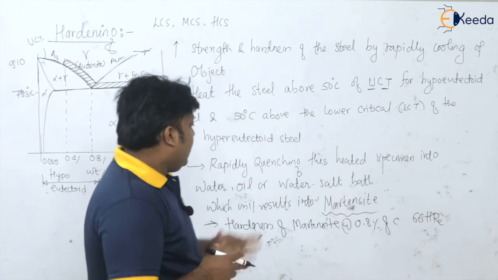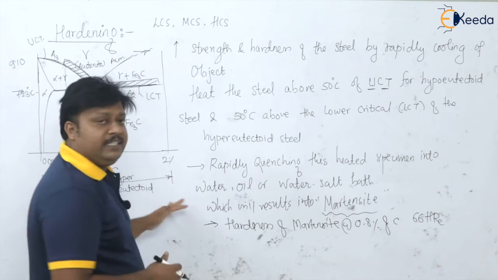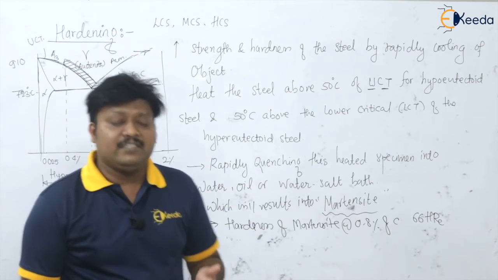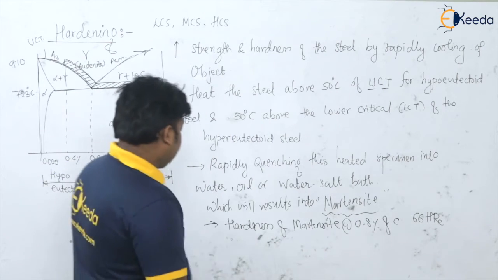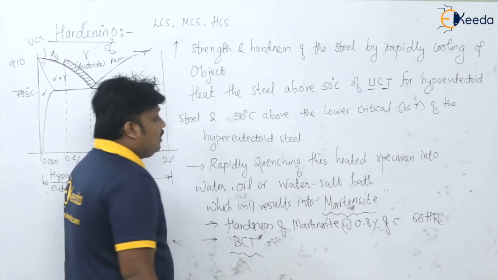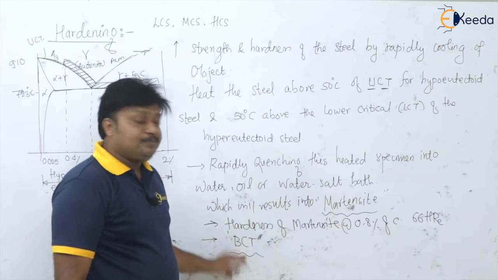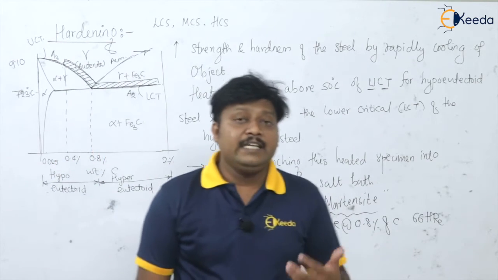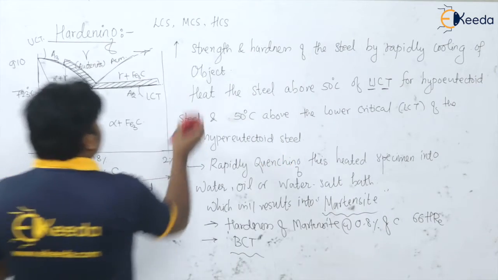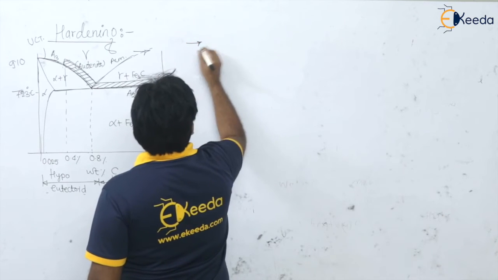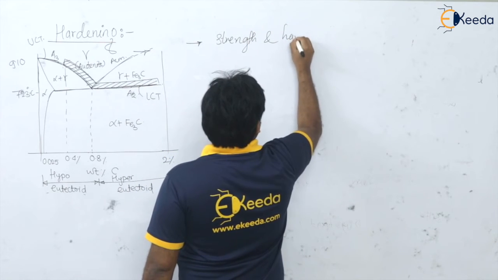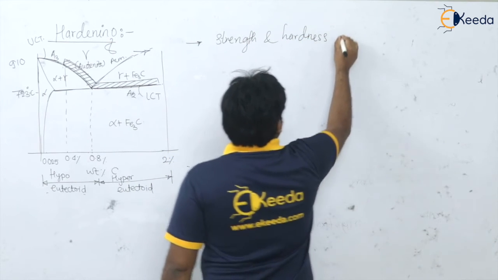But see here, after cooling in this water bath or salt bath, what are we getting? The martensite, isn't it? And you know the structure of the martensite is what? It is body centered tetragonal structure. What is the structure of the martensite? It is BCT. Okay, now which properties are we going to get in the hardened component? So definitely the strength and hardness is increased.